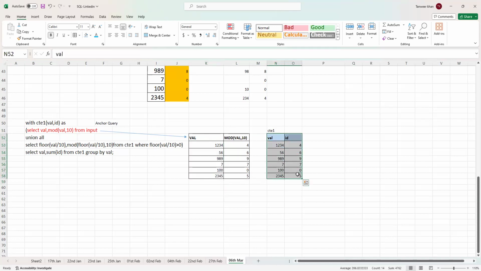Is this clear? Yes, please. Yeah, clear. Okay. So the unit place digit is extracted. What is the next task? Tens digit. You have to extract the tens place digit, no? Correct. So for that, to extract the tens digit, from this val, I will remove the unit part. So from this val, if I remove the unit part, what will I get?